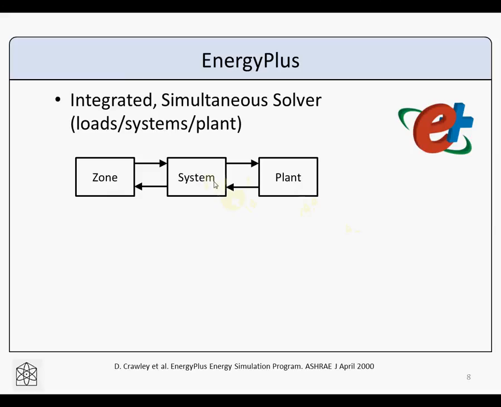EnergyPlus is simultaneous, where if it's not able to meet that, or there's some other reason that piece of equipment didn't actually provide the full load, that'll propagate back to the zone, and the air temperature in the zone is allowed to vary. So it doesn't always assume that the loads in the zones are perfectly met. It allows those to vary, and that's matched with the plant.